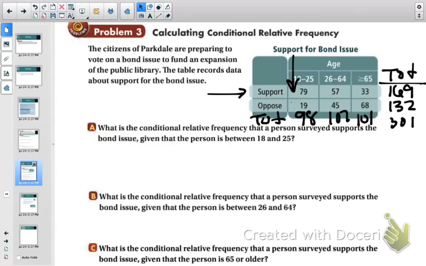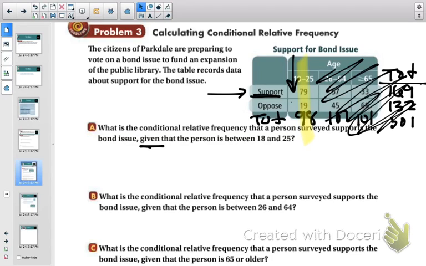So it says, A, what is the conditional relative frequency that a person surveyed supports the bond issue? So he supports the bond issue, given that the person is between 18 and 25. So this given part is telling you it's a conditional relative frequency. If you know that person is between 18 and 25, we only need to look at that column. So you can ignore the rest of this stuff over here.